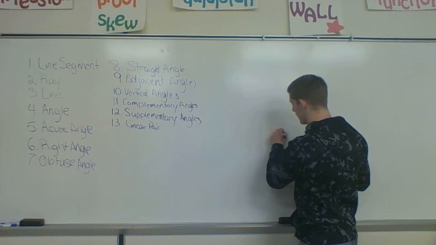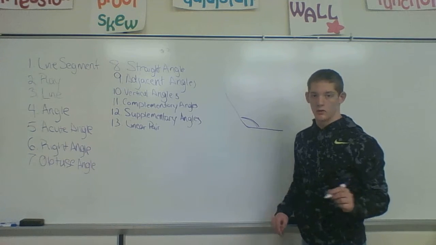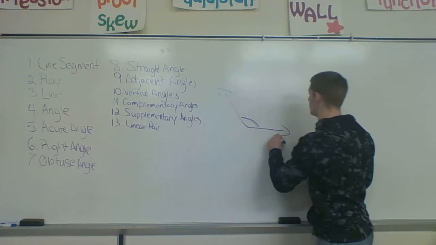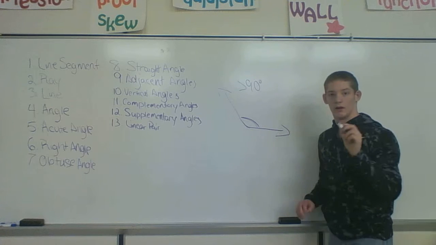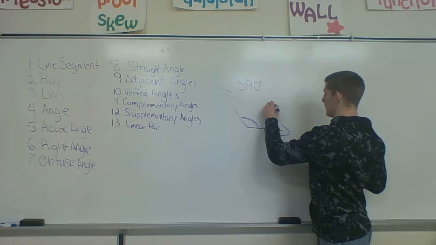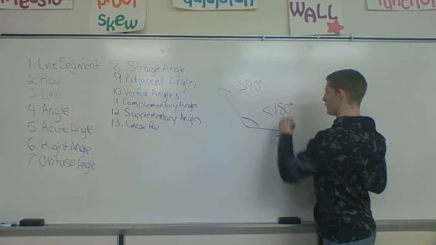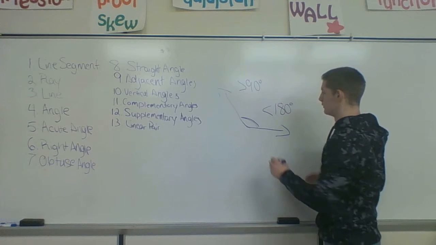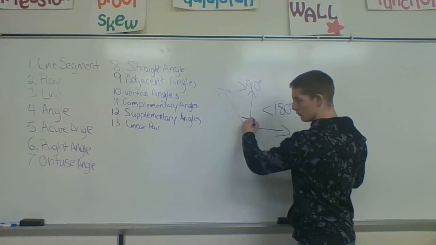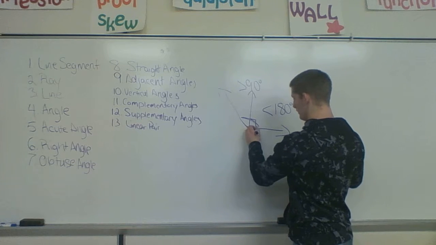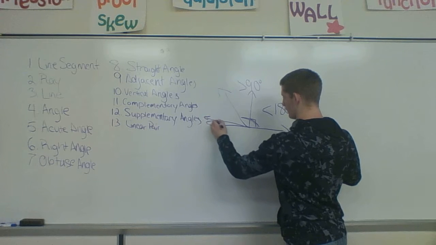Next, we have the obtuse angle. This is any angle greater than 90 degrees, but less than 180 degrees. So starting from this point right here, this angle, the 90, to less than 180 degrees right here.